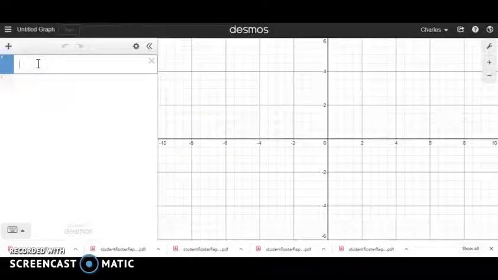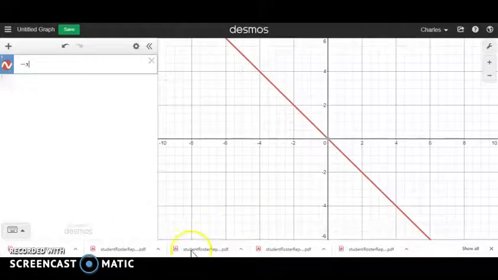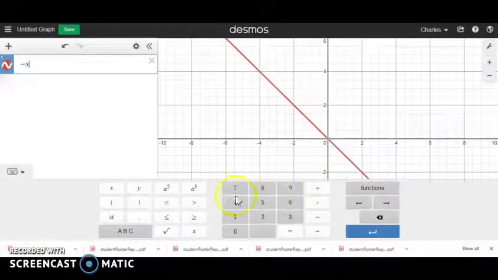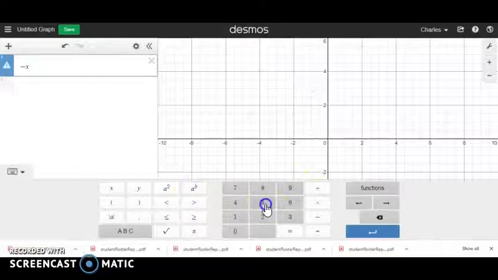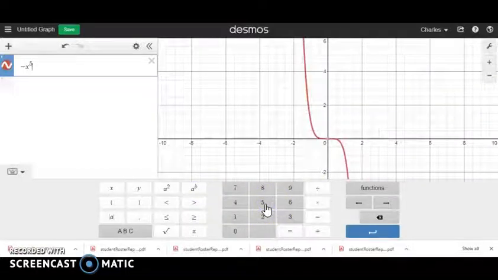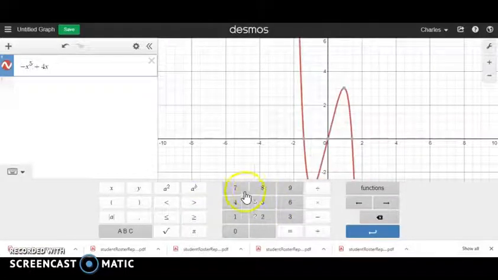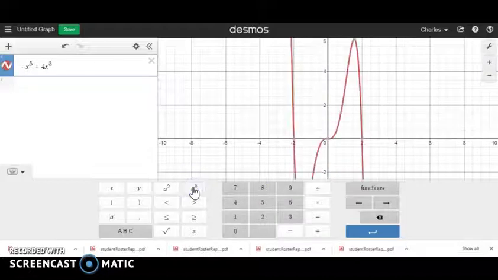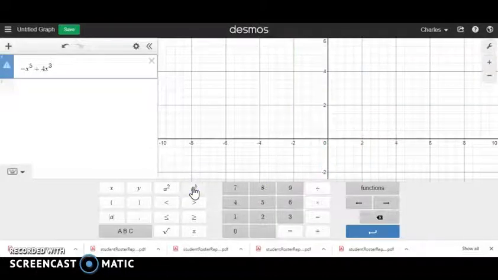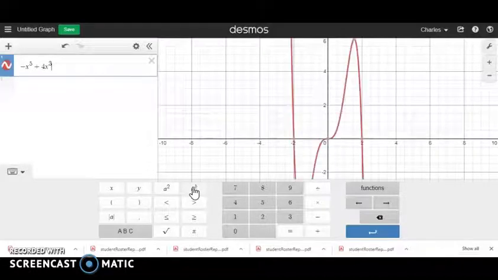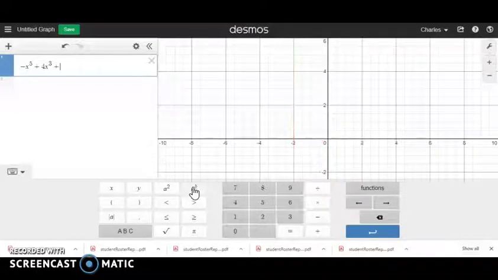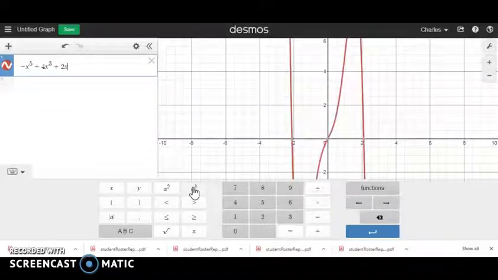All right, so we have the equation there, and so that's going to put this into Desmos. Oh, no, no. Don't need that box right there. There we go. And then plus 2x. All right, so we have this wonderful graph going on.